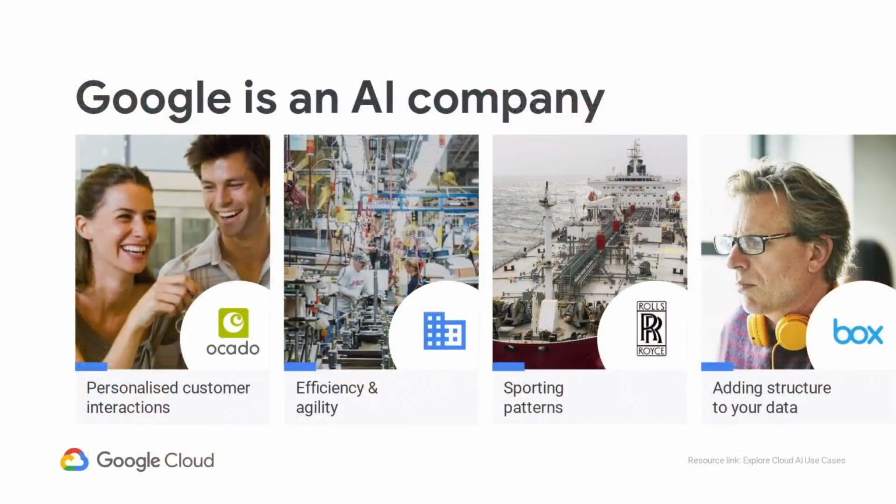So as I mentioned, Google is an AI company, and these are just some of the few ways and customers which we've worked with to really build out their AI strategy and solution. On the left-hand side, we can see Ocado. Ocado is UK's largest online grocery retailer, and what they were able to do was actually build a customer service solution.